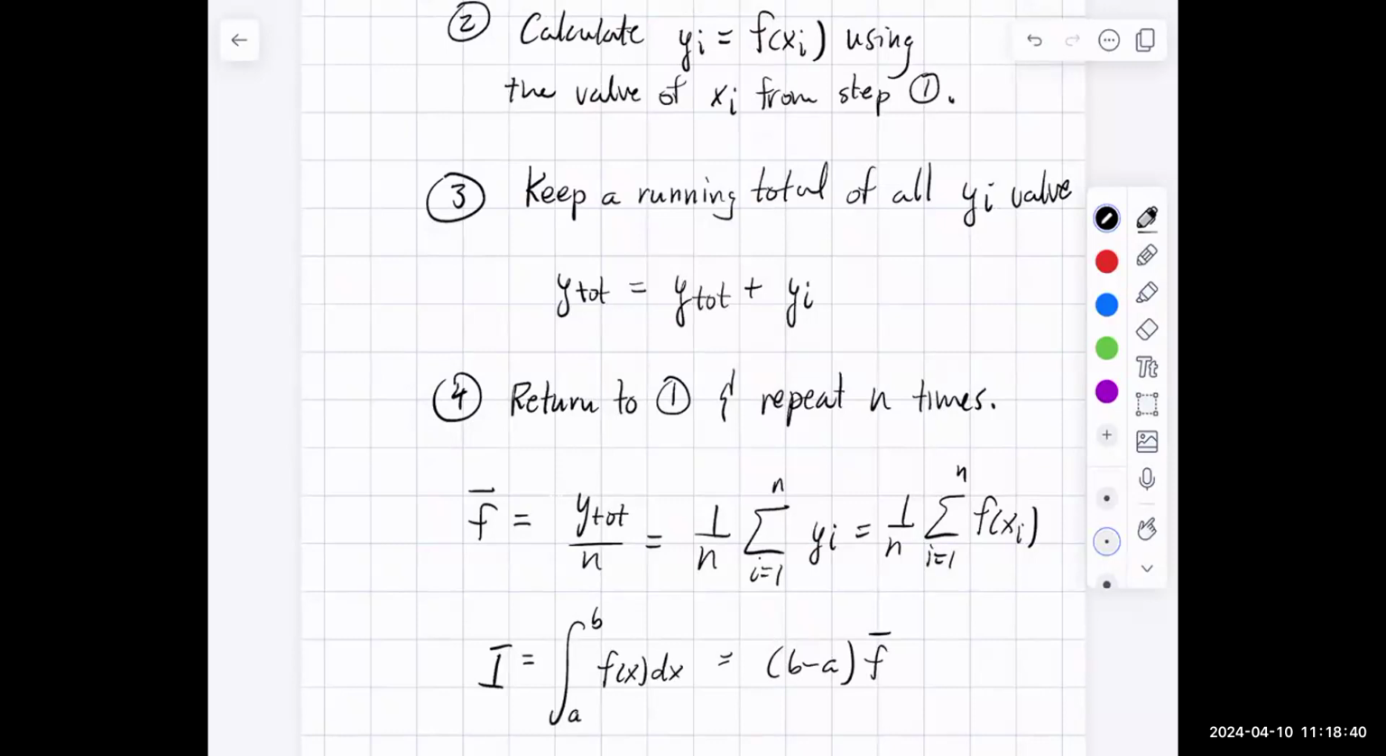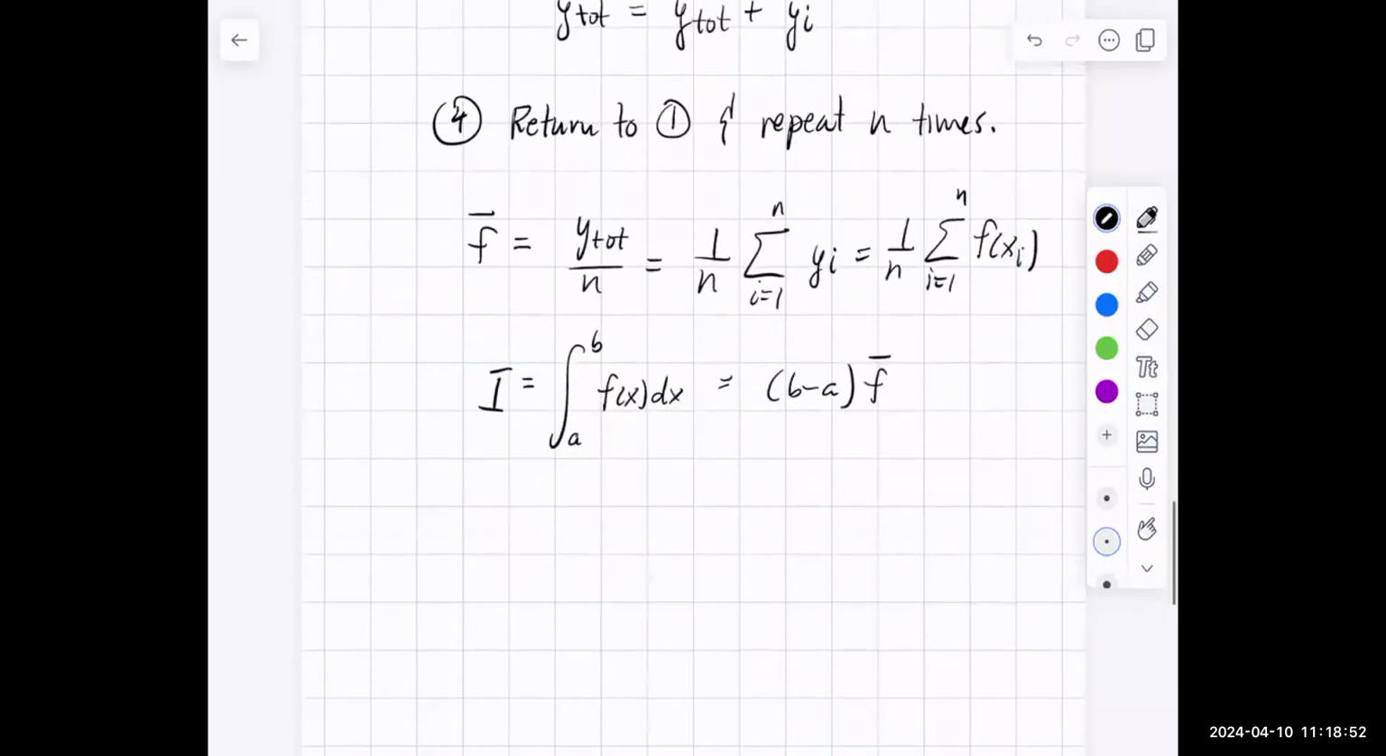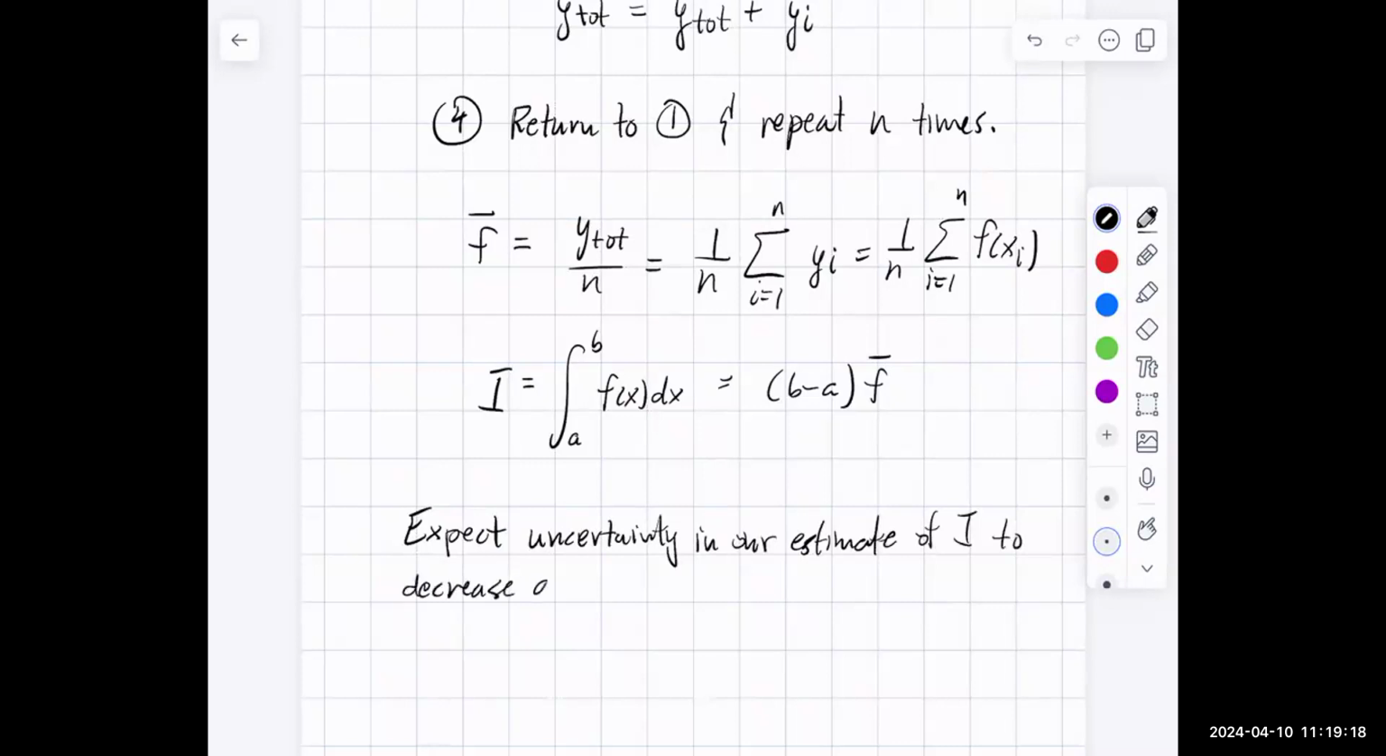Okay. So I'm going to show you an implementation of this, but before we do that, let's think about the uncertainty analysis. How do we expect the uncertainty in our estimate of I to change as we increase the number of iterations? So we expect our uncertainty in our estimate of I to decrease as n increases.